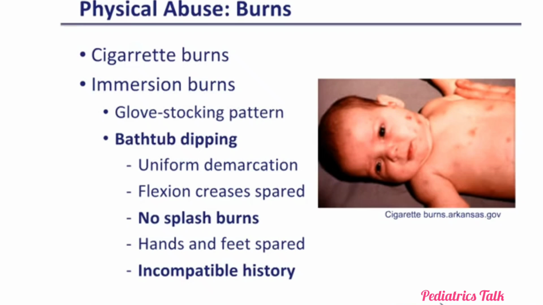Flexion creases, that is particularly behind the knees, are spared because that's where the child is being held. And also, because the most common thing that caregivers say occurred with the child who has this type of finding is that they fell into the tub of water. That, of course, with these distinct lines of demarcation and the fact that there are multiple splash burns as the child is thrashing and trying to get out, rules that out completely. Therefore, in that situation, the history is completely incompatible.